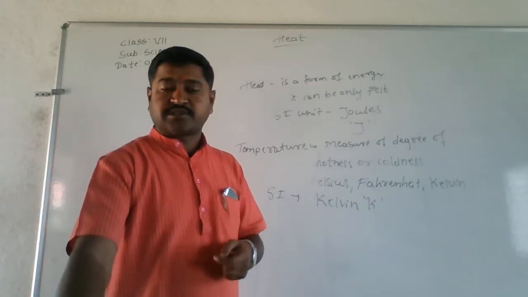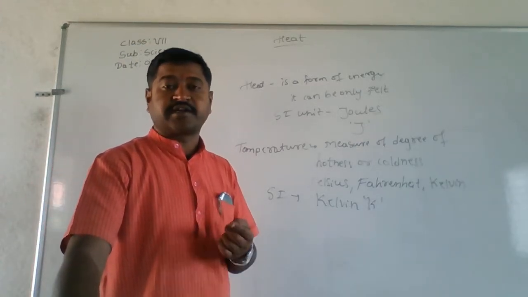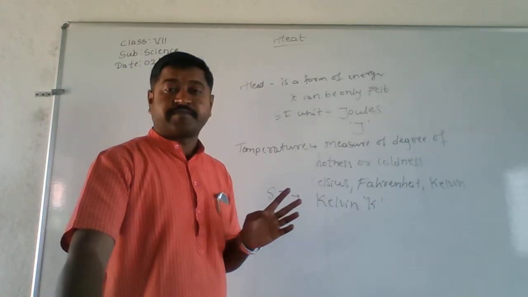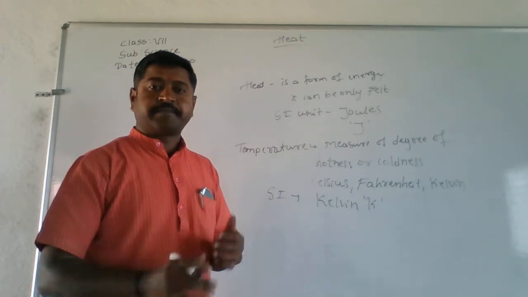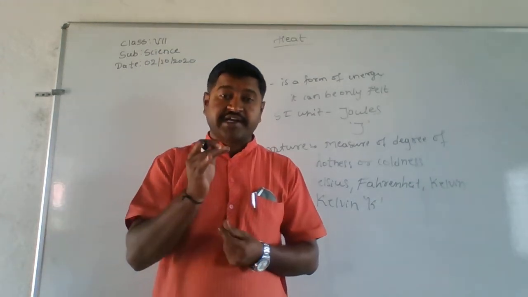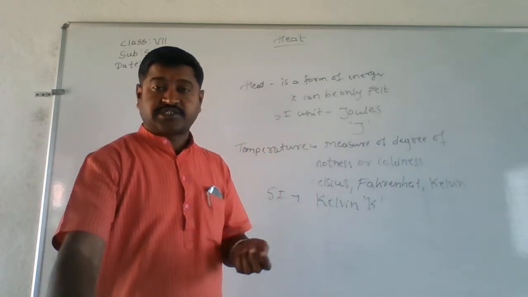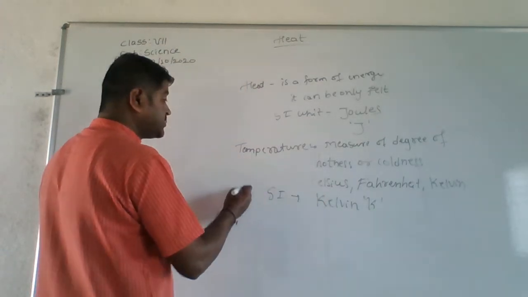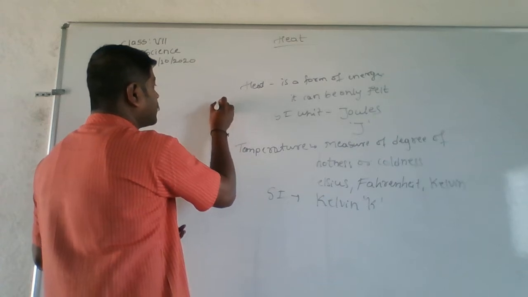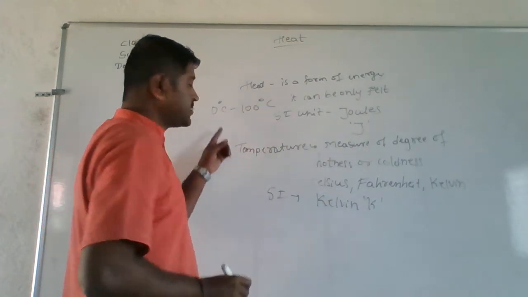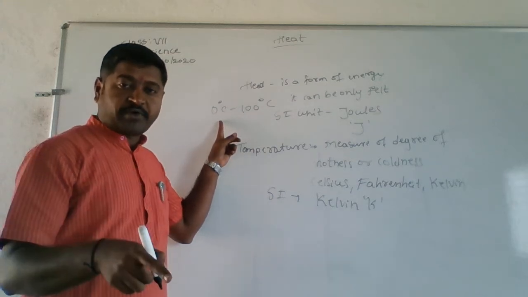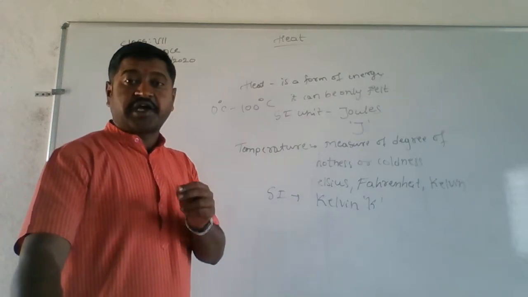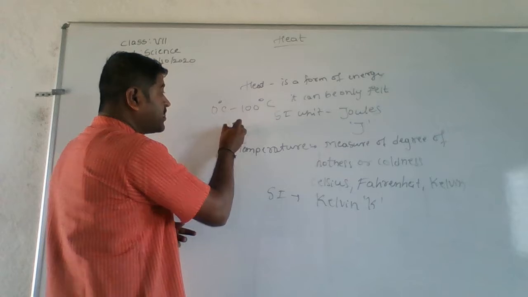So even though this temperature is measured in terms of degree Celsius, degree Fahrenheit and Kelvin, the SI unit of measuring temperature is Kelvin. And then we had seen Fahrenheit scale, then Celsius scale, right? So in Celsius scale, we have 0 degree Celsius to 100 degree Celsius. That is 0 degree Celsius is a melting point, whereas 100 degree Celsius is boiling point. This is in terms of degree Celsius, and it is having 100 divisions in it.